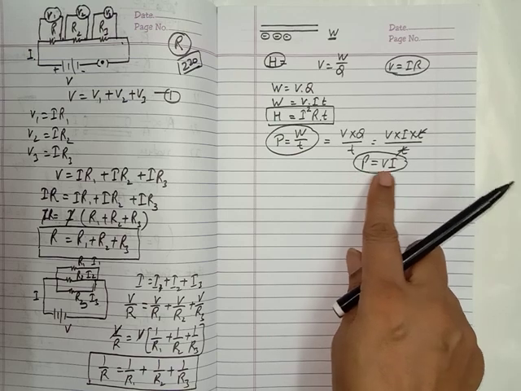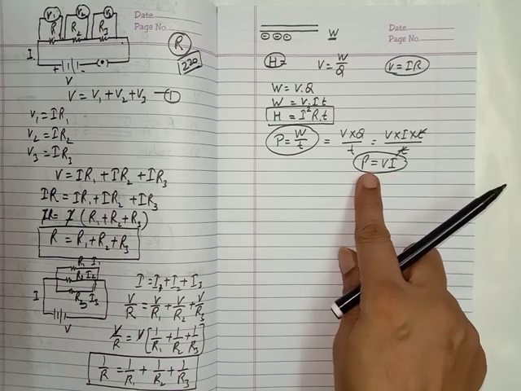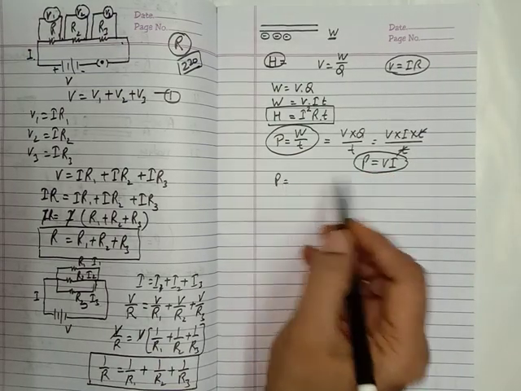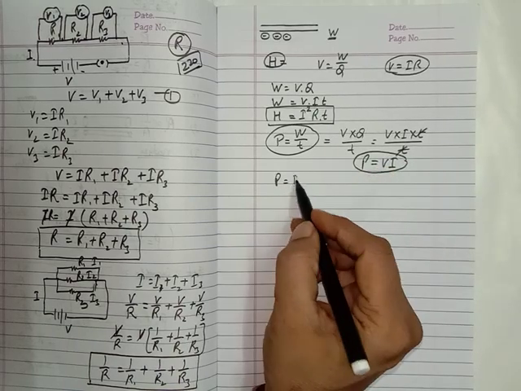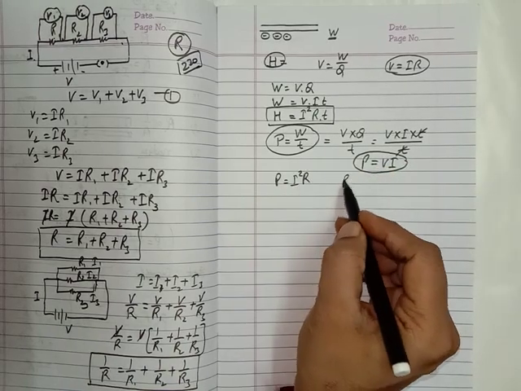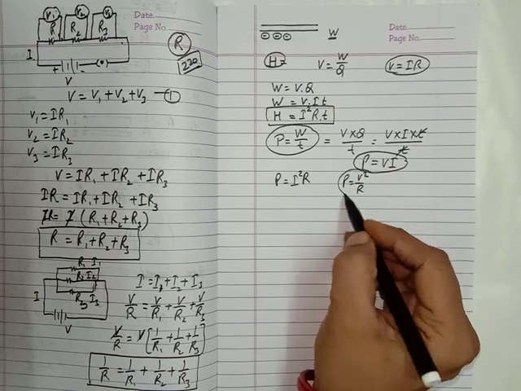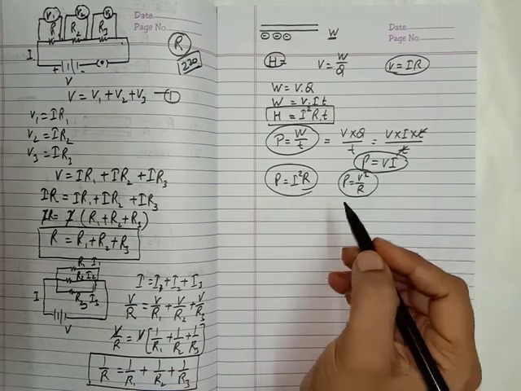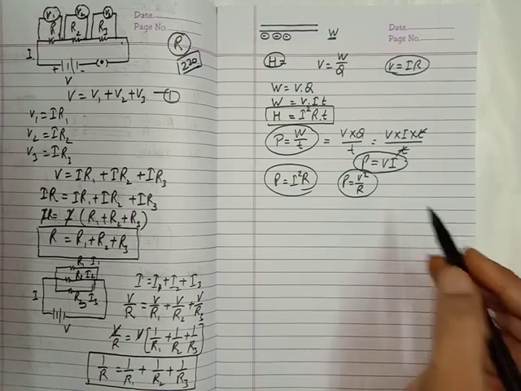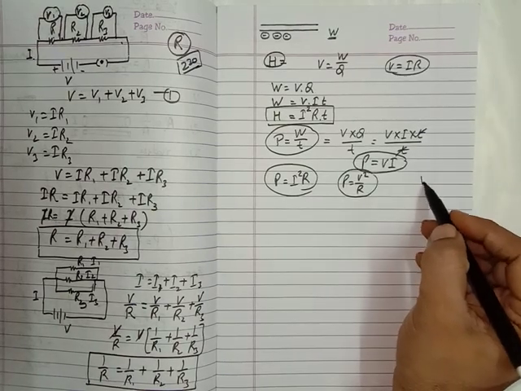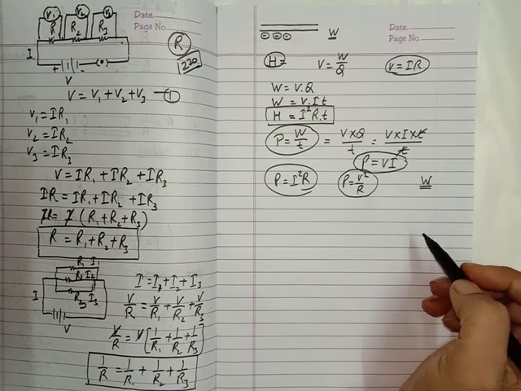We can also find other formulas for power. Since V is equal to I into R, another formula can be I square into R, or we can use I is equal to V upon R, so it can be V square upon R. So these are the three formulas we can use for finding the power of any appliance. The SI unit of power is watt. What is the SI unit of power?